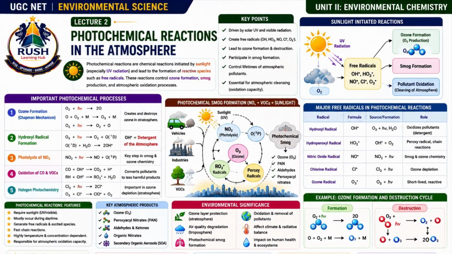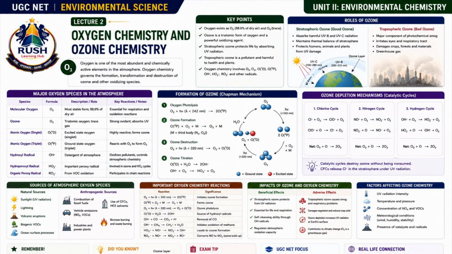Oxygen chemistry and ozone chemistry. Oxygen is one of the most abundant and chemically active elements in Earth's atmosphere. It plays a crucial role in respiration, combustion, atmospheric oxidation, and the formation of ozone. The chemistry of oxygen controls many atmospheric processes and helps maintain life on our planet. Let us begin by understanding the major oxygen species present in the atmosphere.